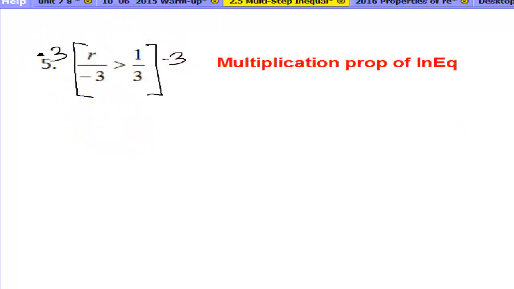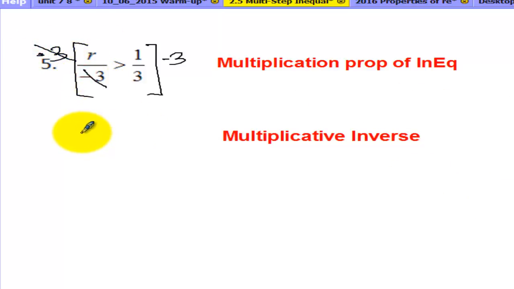Next, I'm going to use the multiplicative inverse to cancel negative 3 and negative 3. So I will have here r. 1 times negative 3 is equal to negative 3. Negative 3 divided by 3 is equal to negative 1. Now, be careful because we multiplied by a negative number, so we have to flip the inequality. So this is now our final answer.